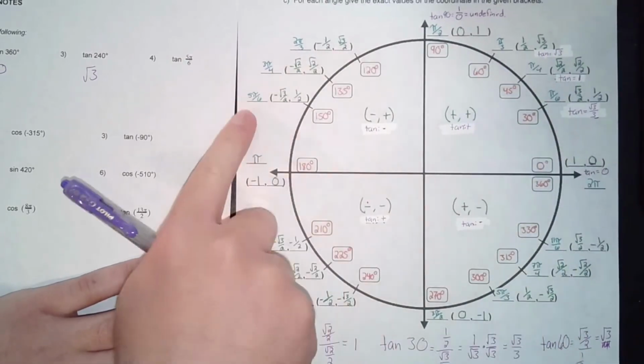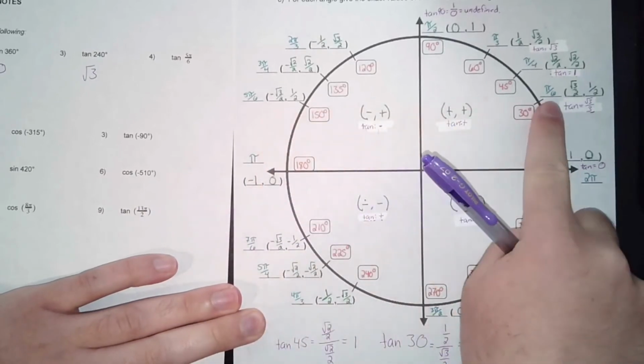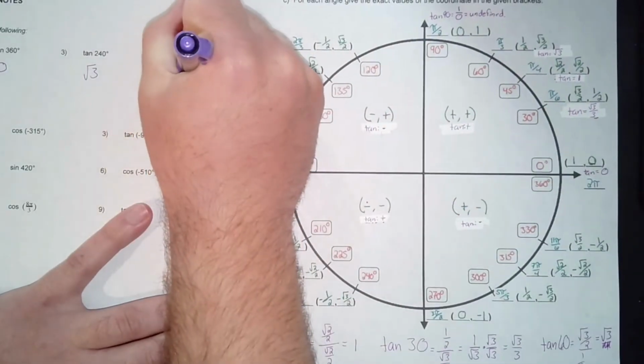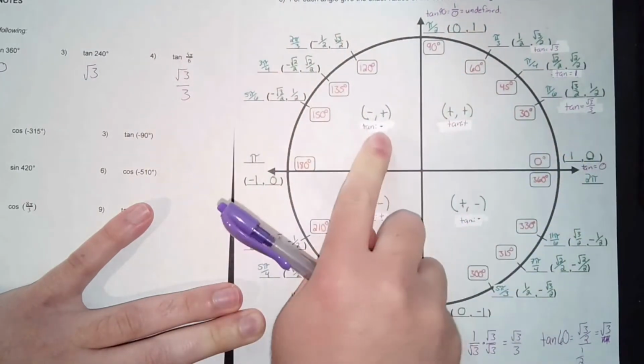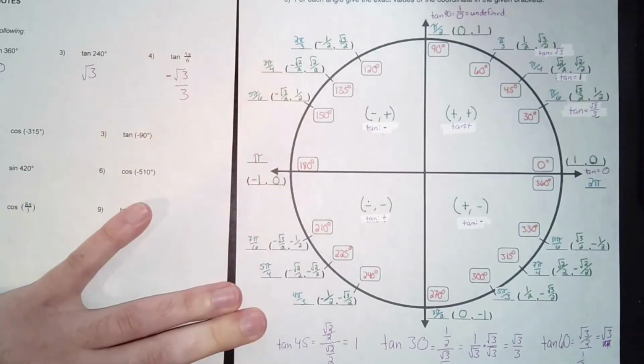So 5 pi over 6 is over here, really at 150. If I follow that straight across, I'm definitely at that 30 mark, so I'm using the square root of 3 over 3. But in this case, I'm in this upper left quadrant, and my tangent is negative. So I do need to throw in one negative there to make it a negative value.